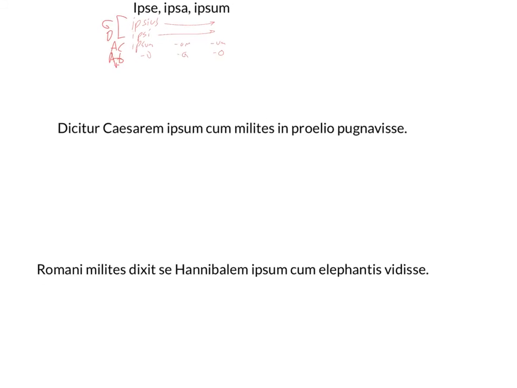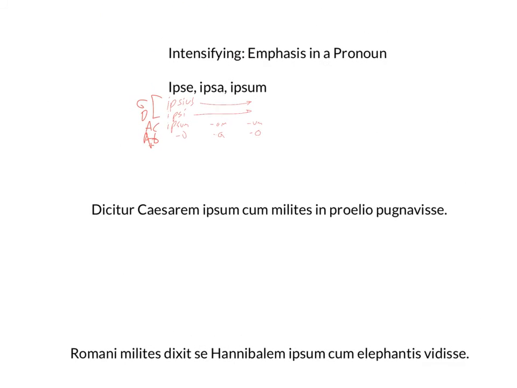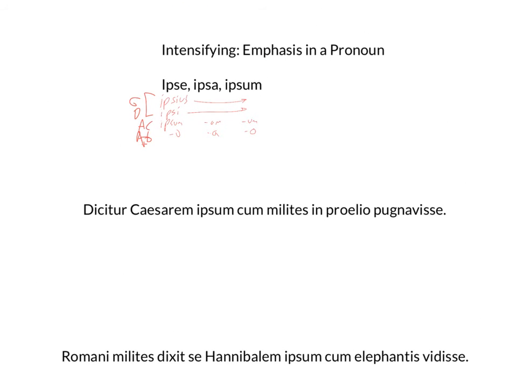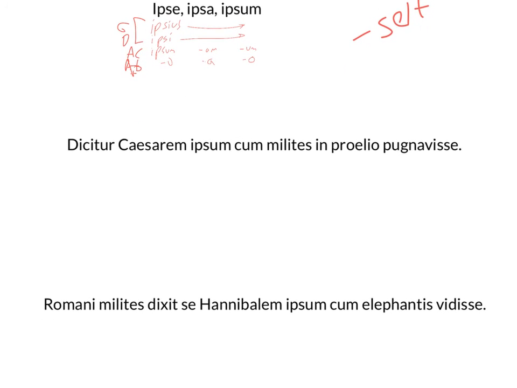All right. And we can see some examples here for translation, but mostly you're going to use the himself, herself, or itself again. So you're going to use that self, but you'll see it's much more adjectival. And I'll show you in a second what that means. So dicatur Caesarem ipsum. Notice the agreement there. This should be militibus. In proelio pugnavisse.